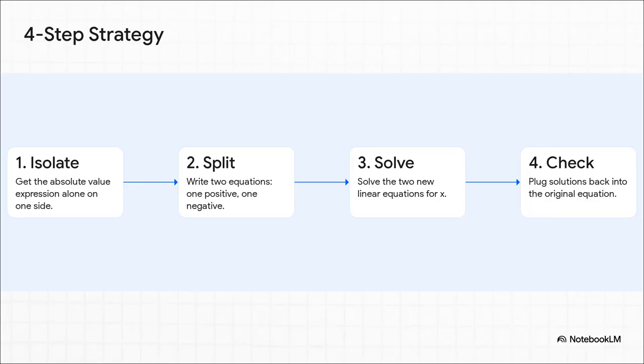So to handle any equation that comes your way, we've got a super reliable 4-step game plan. Number 1, and this is the most important one, isolate. You have to get the absolute value part all by itself on one side of the equal sign. Then, step 2, split it into those 2 possible paths we just talked about. Step 3, solve each of those nice, simple new equations. And finally, step 4, it never hurts to check your answers.